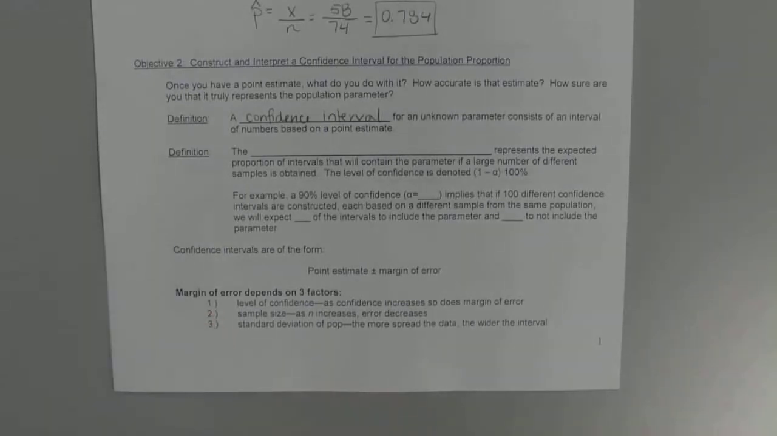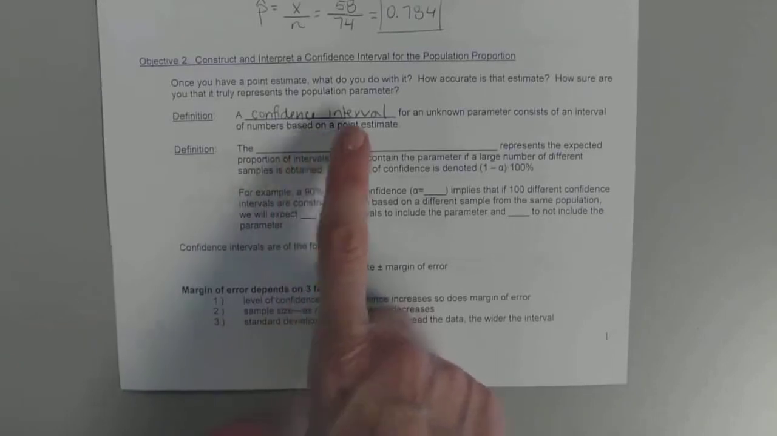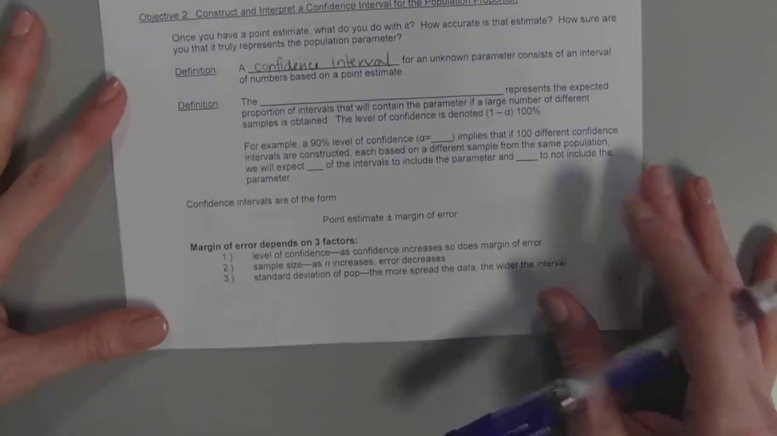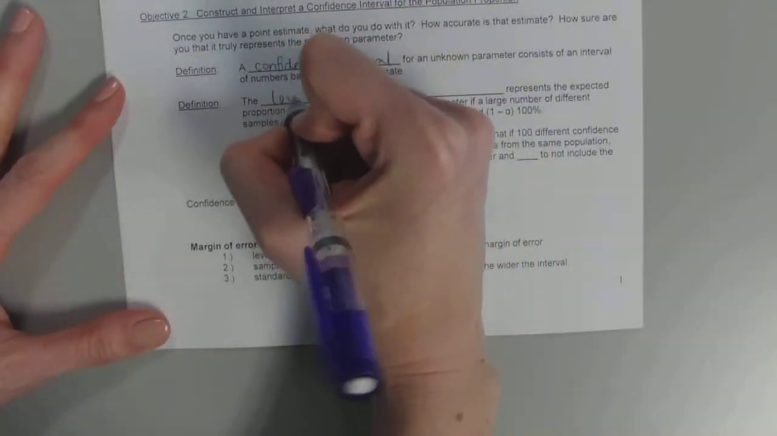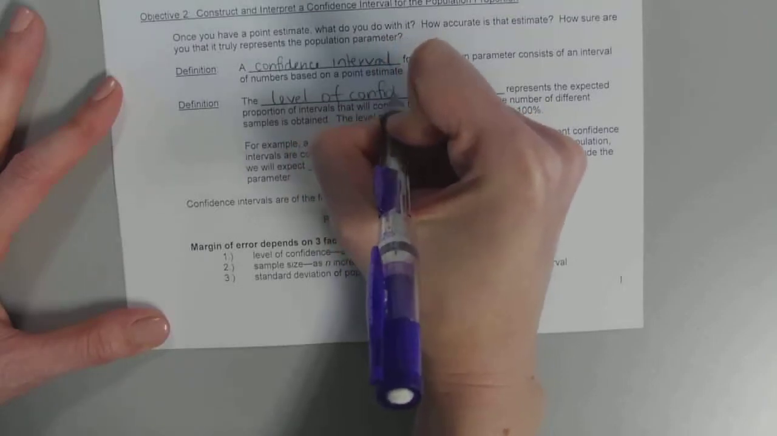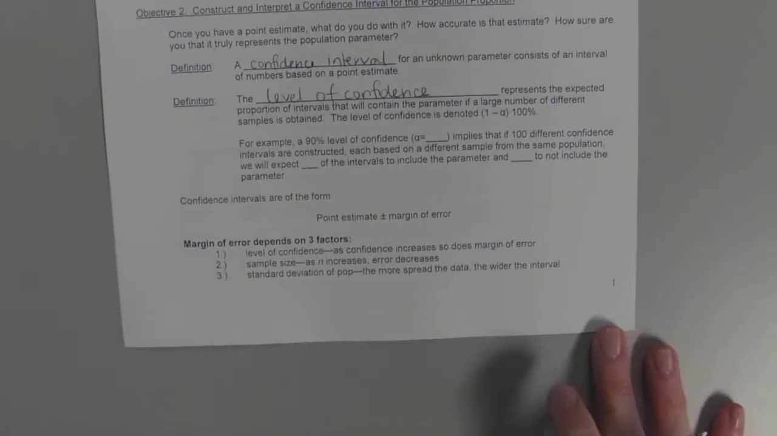It says a confidence interval for an unknown parameter consists of an interval of numbers based on a point estimate. And we'll talk a little bit more about that. Let's get a little bit further in with this whole confidence idea. The next fill in the blank is level of confidence.